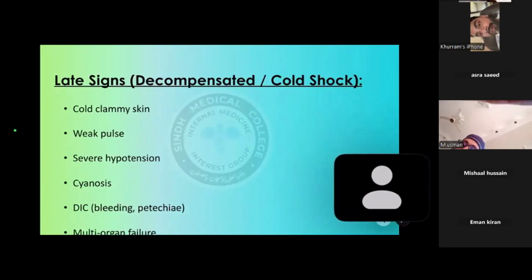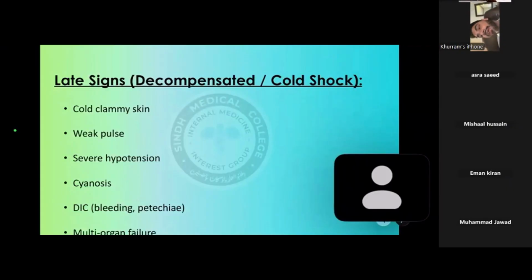So the late signs. Now this is very important. Decompensated or cold shock. If you see a person having all these, this is an alarming sign. This has to be addressed, and the patient has to be seen very thoroughly, because these signs are very important to catch, because this can eventually result in severe sepsis, then septic shock, and may prove to be fatal. So the late signs that have to be seen are cold, clammy skin, very important, as we just mentioned earlier.